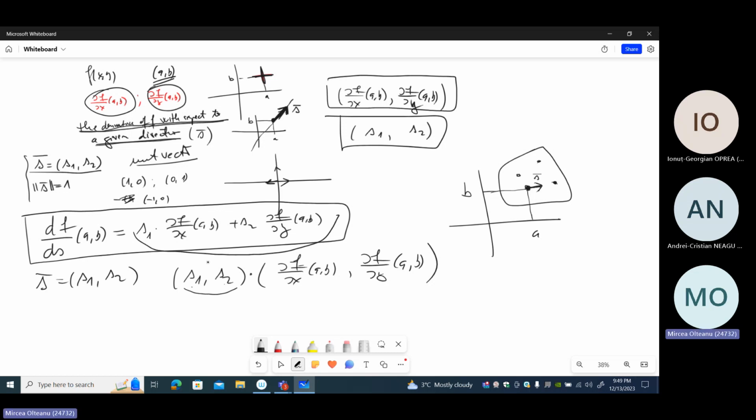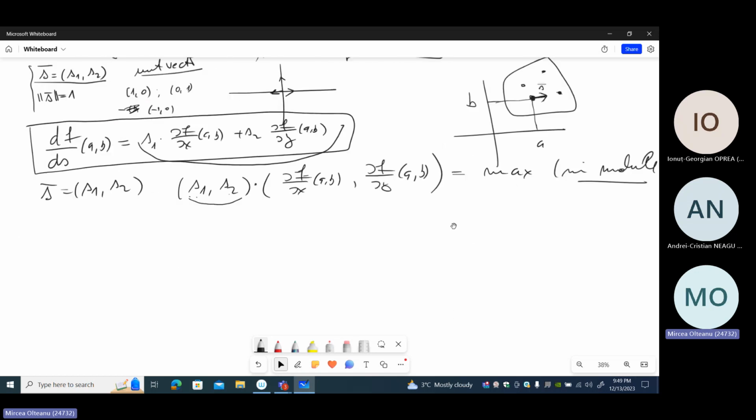For the moment, don't care about the length being one, because the length one is obtained by dividing by the length of the vector, it is not a problem. How to choose S1 and S2 in order to find this expression to be maximal in module, plus or minus, but maximum variation, increasing or decreasing, but maximum variation. The answer is very simple.